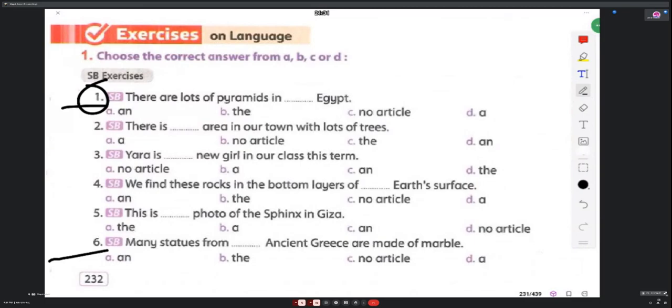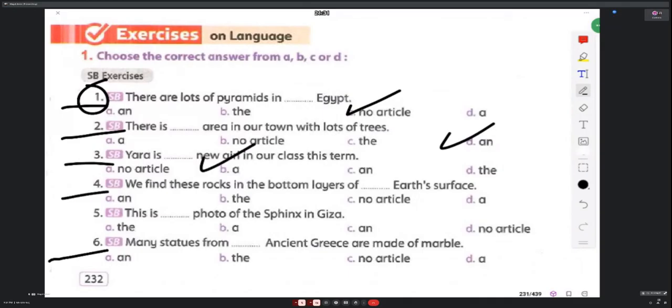For example, okay. There are lots of what? Pyramids in Egypt. No article. Bravo. Number two, there is an area in our town. Yara is a new girl.